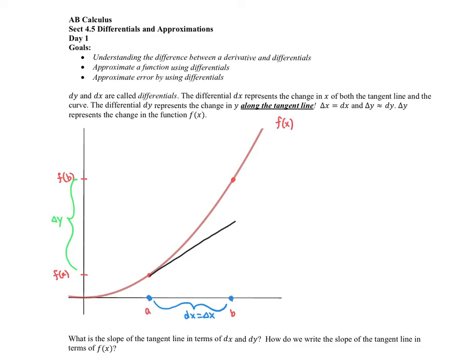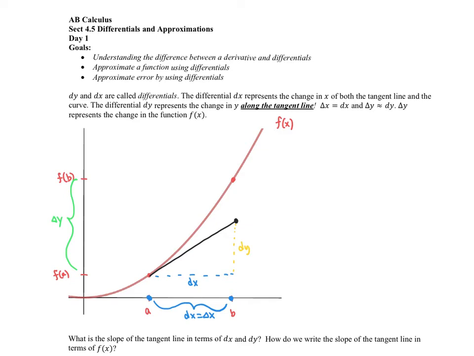Now that tangent line is built by a change in x and a change in y. So dy is the change in y according to the tangent line. All right, and dx is this length, which is equivalent to delta x.